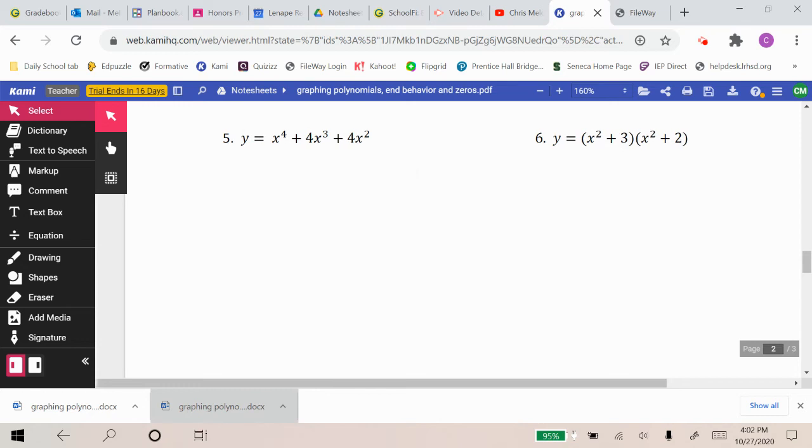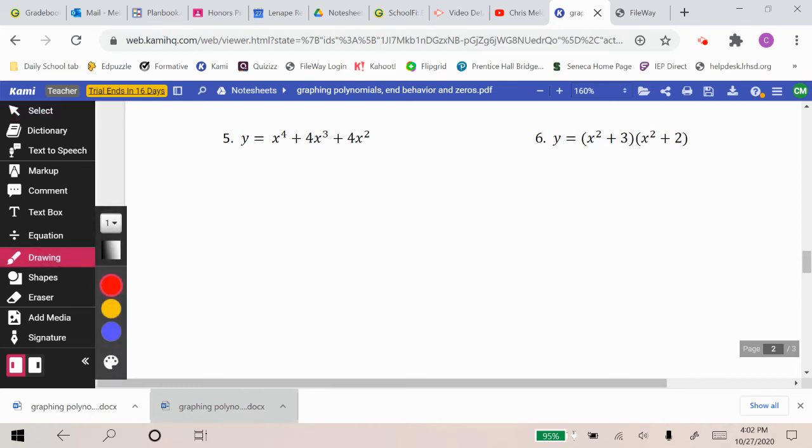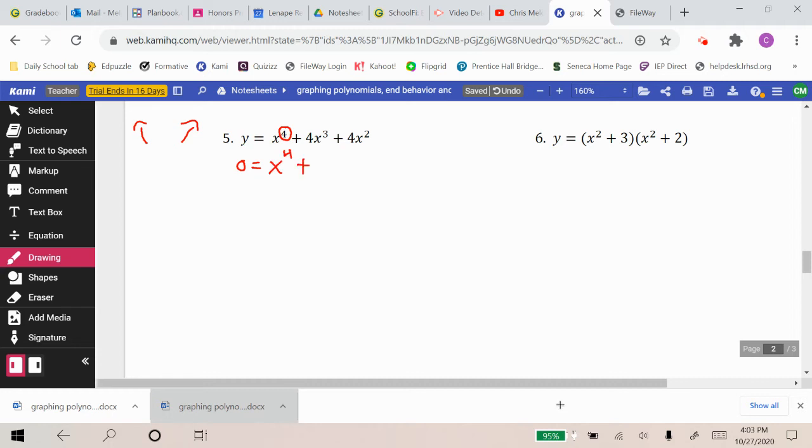All right. So if we do number 5, we can see that the degree is even, and it's positive x to the 4th. So this is going to be like the parabola where they both go up left to right. Now to find the middle part, the zeros, we set y equal to 0. So we have 0 equals x to the 4th plus 4x cubed plus 4x squared.